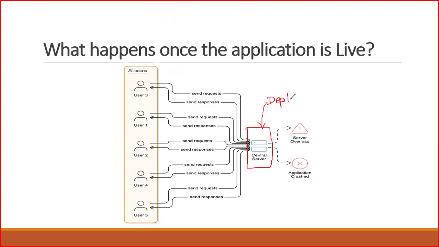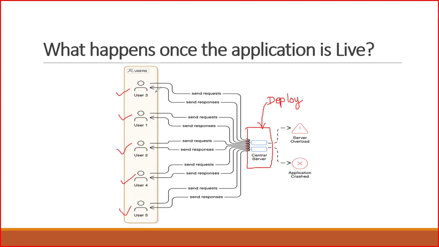Once the application is live, obviously multiple users from different locations, using different devices, are going to access that application. Accessing the application in software terminology means they are going to send a request to the server to get the required data. The server is going to understand that request, process it, and finally send the response back to the user.